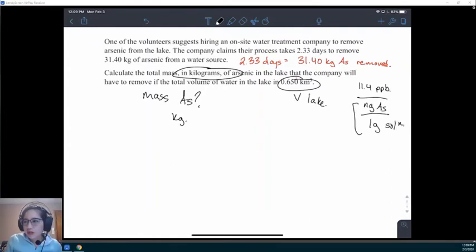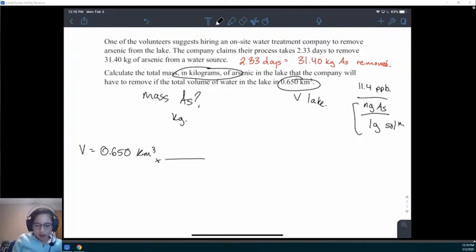All right. So how I'm going to set this up is figure out what the volume of the lake is in a better unit. I don't like kilometers cubed. I don't know how big that is. So let's try to get that into like centimeters cubed or something. So let's convert that first. So the volume of the lake is equal to 0.650 kilometers cubed. I want to get it into centimeters cubed.